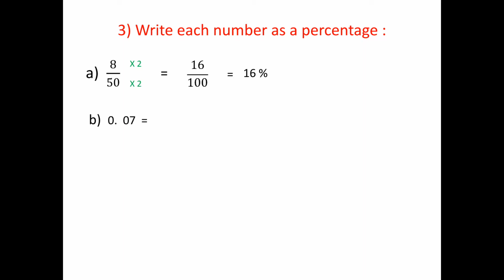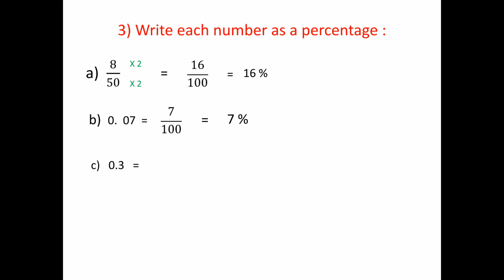Now, I have 0.07. What is my superstar form? It's the fraction. How could I write this as a fraction? I have only 7, and I have 2 digits inside the decimal. So it's going to be 7 over 100. Is this ready? Yes, it's going to be 7%.